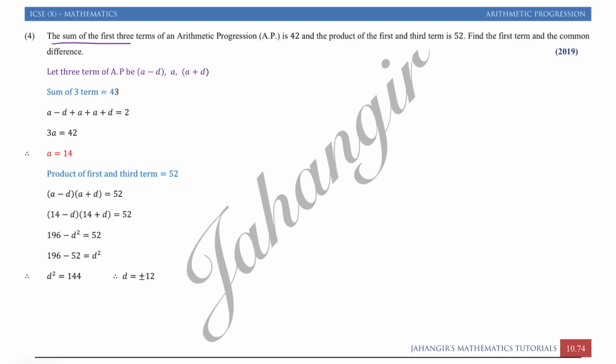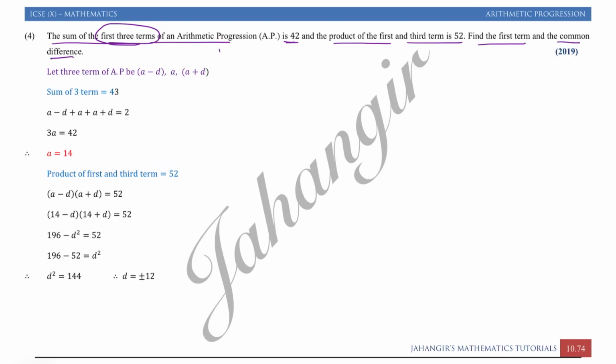Question number 4. The sum of the first three terms of an AP, see here, three terms are given. The sum of the first three terms of an arithmetic progression is 42, and the product of the first and the third term is 52. Then find the first term and common difference.